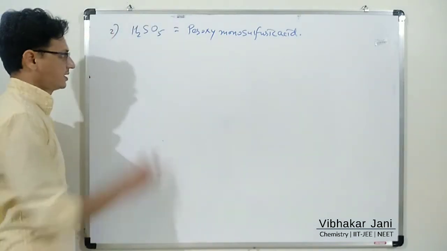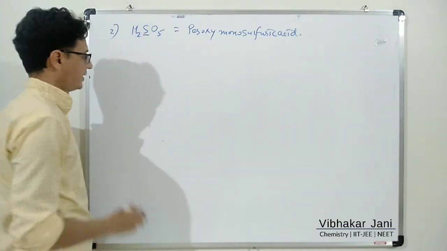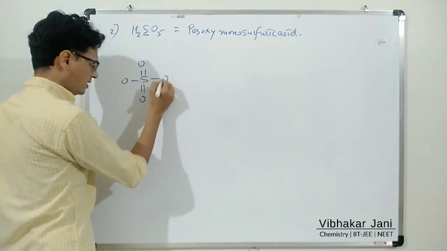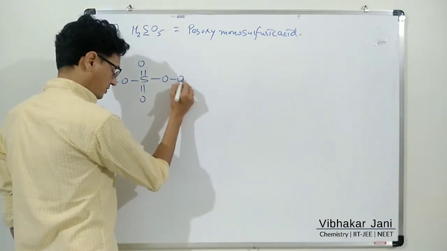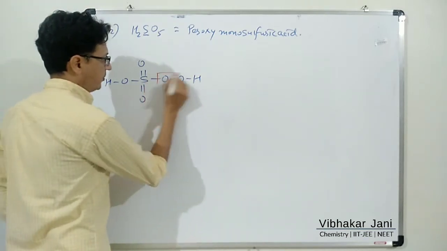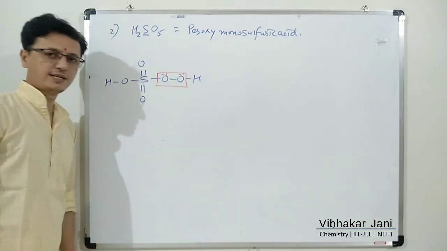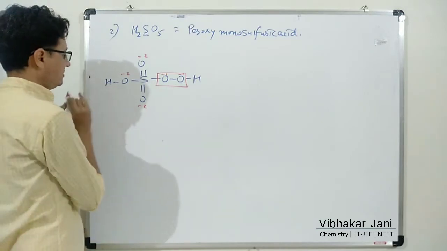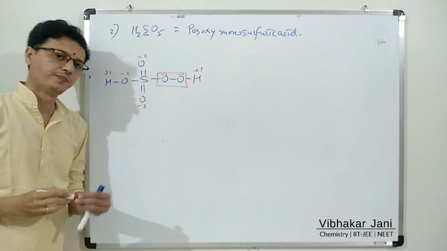Okay, now let us draw this structure first and then after we will find the oxidation state of sulfur. So S double bond O, single bond O, single bond O, and here there is one hydrogen, and here one oxygen, and then one hydrogen. So here also we have a peroxy linkage. So both these oxygens are in -1 oxidation state, and remaining all oxygens are in -2, and this hydrogen is in +1. This is also in +1.